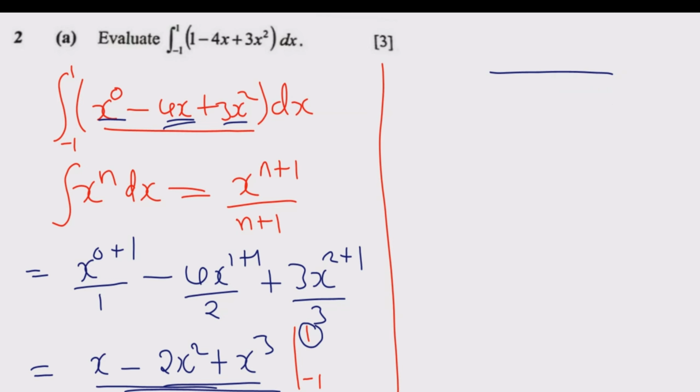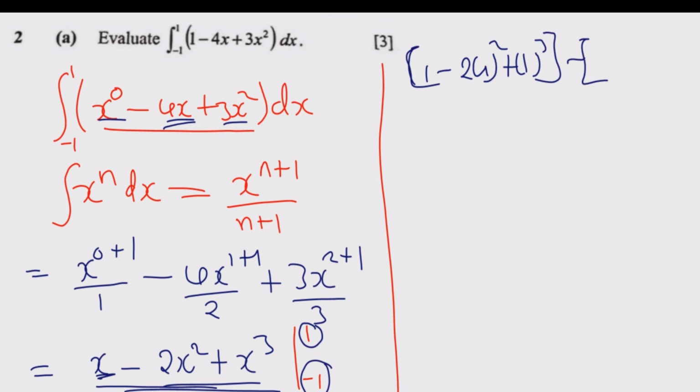So in this case, let us substitute. We have 1 here, wherever there is x, we put a 1, then minus 2 multiplied by 1 to the power 2, then plus 1 to the power 3. We need to find this answer. Then you take out. Now we substitute with a -1. So we have a -1, then minus 2, then -1 squared, then plus -1 to the power 3.